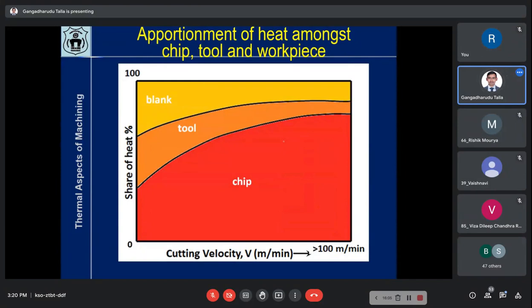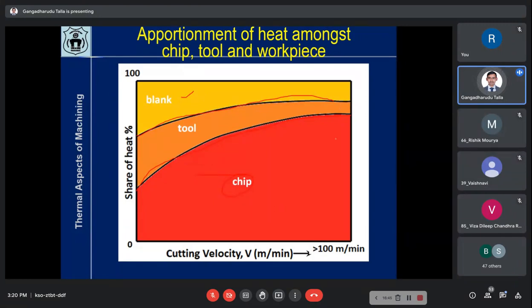If you see the apportionment, or the percentage of heat going into all these three, first is the chip. So the majority amount is going into the chip. Maximum portion is going into the chip, followed by the tool and our workpiece. As the velocity is increasing, the cutting temperature is gradually increasing. Then the amount going into the tool is reducing.